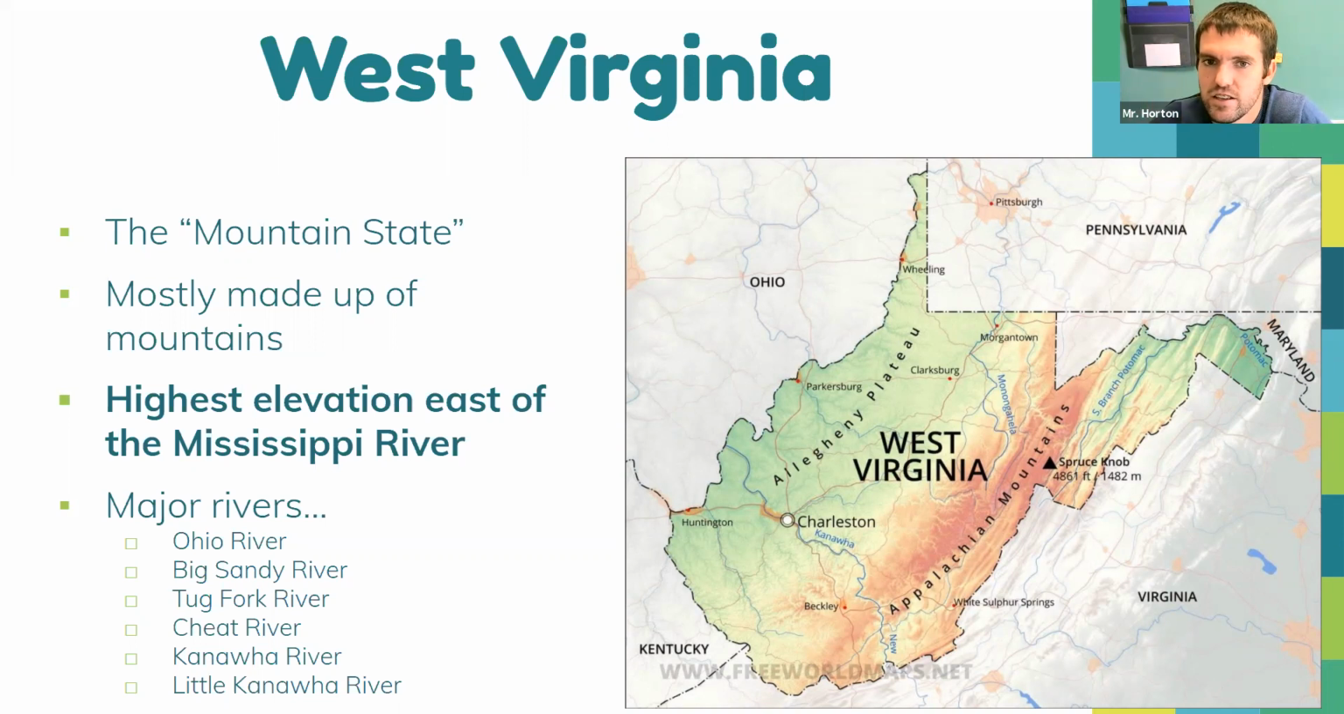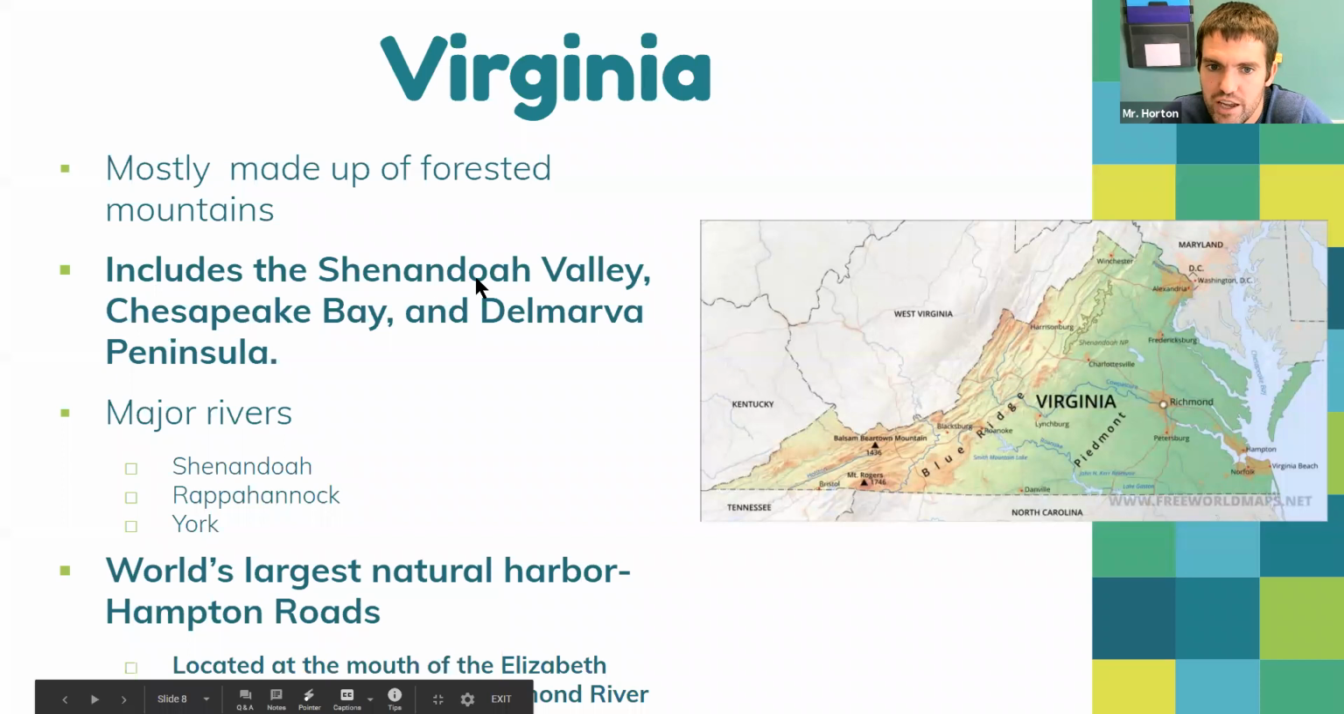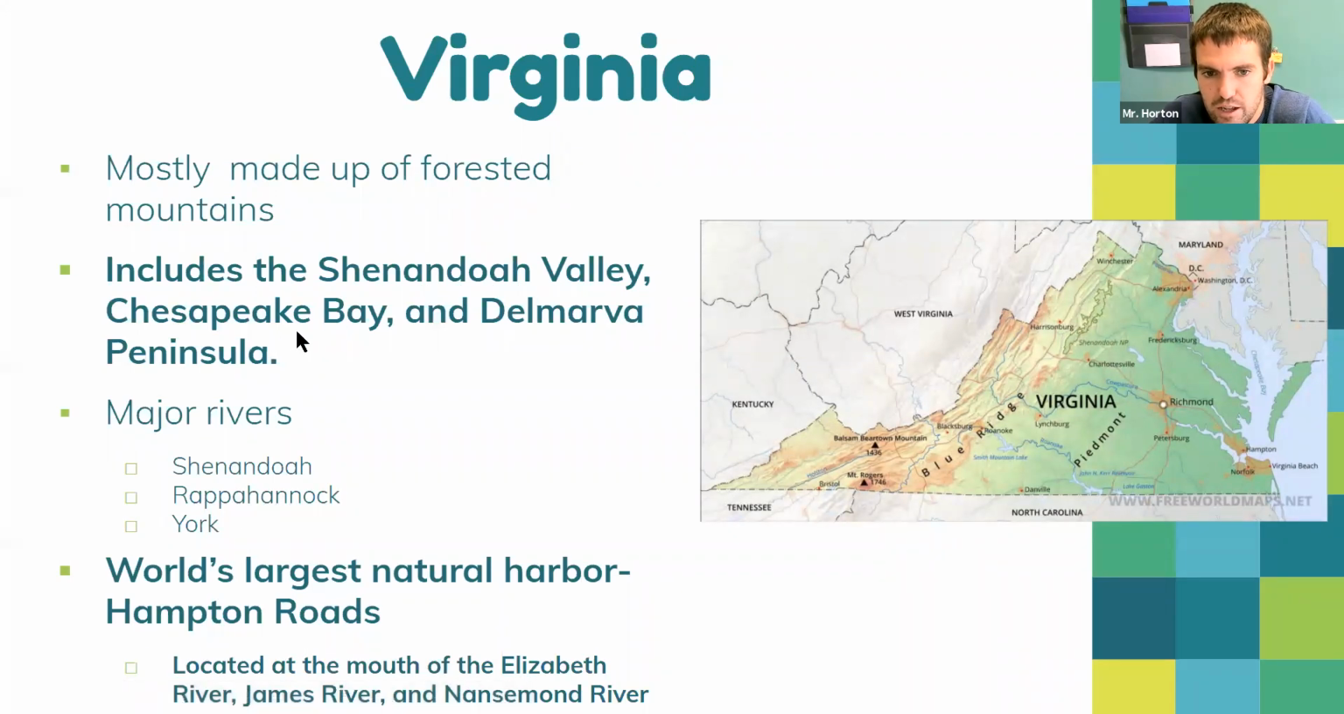Alrighty, our next state then is Virginia. For Virginia, we're going to write down a lot, unfortunately, because there are 2 questions in the show about Virginia. So we're going to write down both things that are in bold here. Virginia includes the Shenandoah Valley, the Chesapeake Bay, and the Delmarva Peninsula. That's our first note. Our second note is it also has the world's largest natural harbor, known as Hampton Roads. So there are 2 things we need to write down for Virginia.